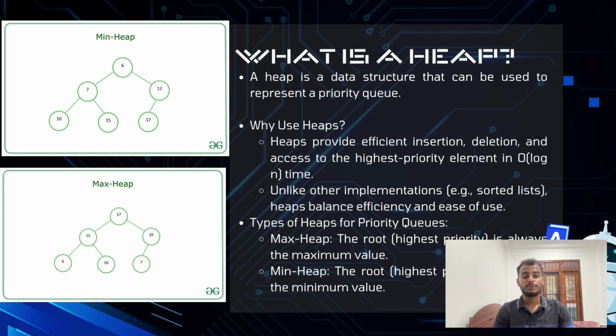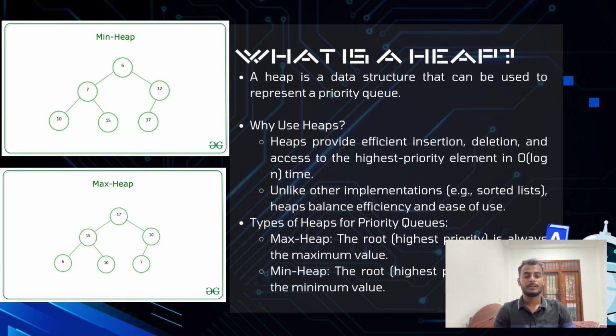So what is a heap? Now let's dive into what a heap is. A heap is a special type of binary tree that satisfies the heap property. In a max heap, the value of each node is greater than or equal to the value of its children, making the root node the largest.